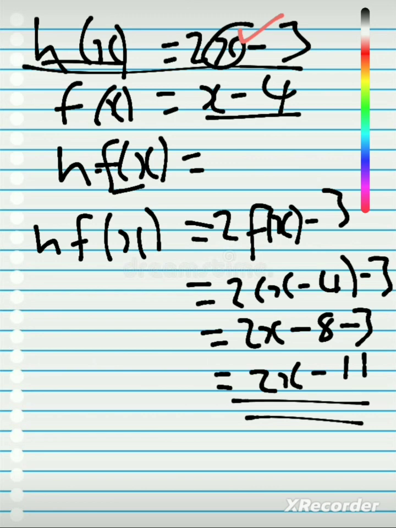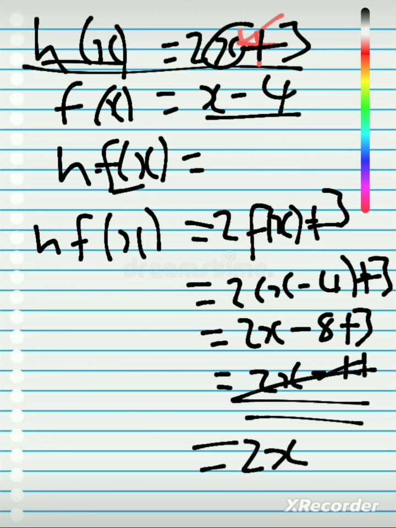Is it 2x minus 11? So I just made a mistake. This is supposed to be plus, right? So yeah, it's 2x plus 3. So it was supposed to be plus 3 here, which means the final answer is supposed to be 2x, negative 8 plus 3. It's negative 5.